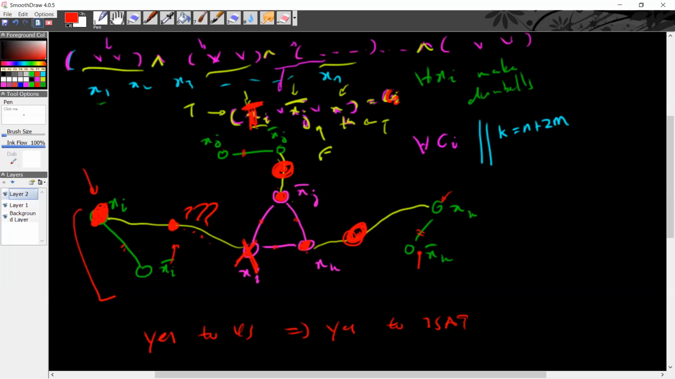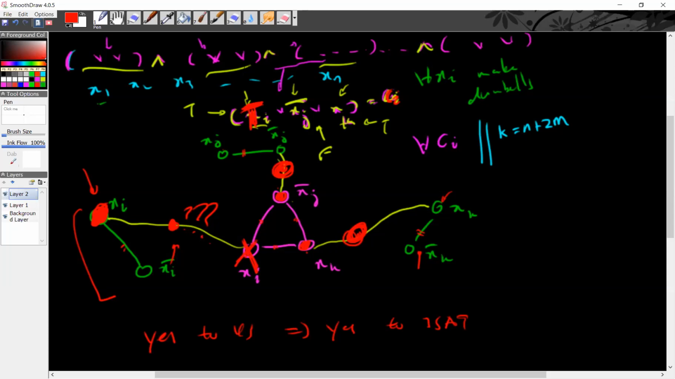Okay, so what do we know? We know that this clause must be satisfied. It must be satisfied, right? So the existence of a vertex cover maps to a satisfying assignment that makes the entire formula true. All right. So that concludes the proof, right?